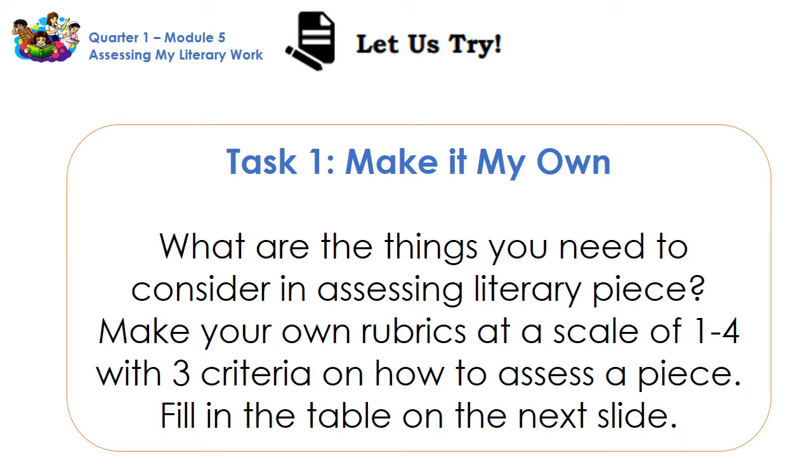Now, let us begin with our lesson. As we start, let us do Task 1, entitled Make It My Own. Answer this question and write it on your paper. What are the things you need to consider in assessing a literary piece? Make your own rubrics at a scale of 1 to 4 with 3 criteria on how to assess a piece. Fill in the table on the next slide.